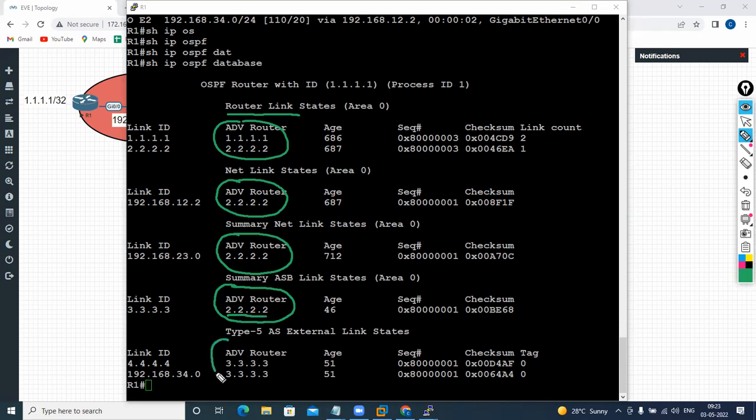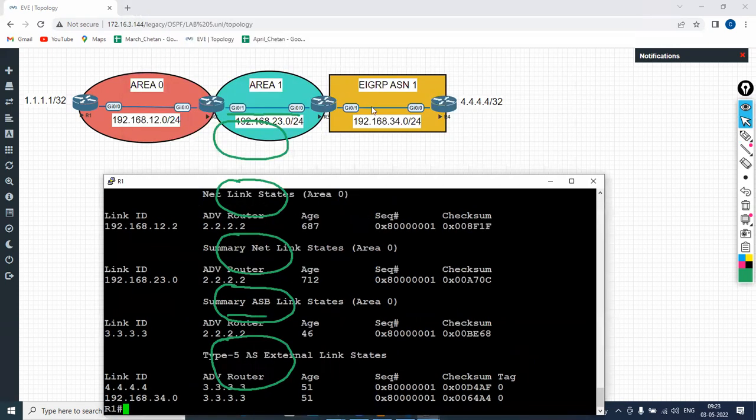Now, type 5 LSA. Who is the originator here? The ASBR. That is 3.3.3.3. Who is the ASBR here? R3 is the ASBR and R2 is the ABR. So type 7 LSA, you will not see here. Even type 6 LSA you will not see at all in Cisco routers. That's why we don't consider type 6 LSA. And type 7 LSA, you will see in a special case like NSSA. We'll discuss the NSSA area type. Clear?